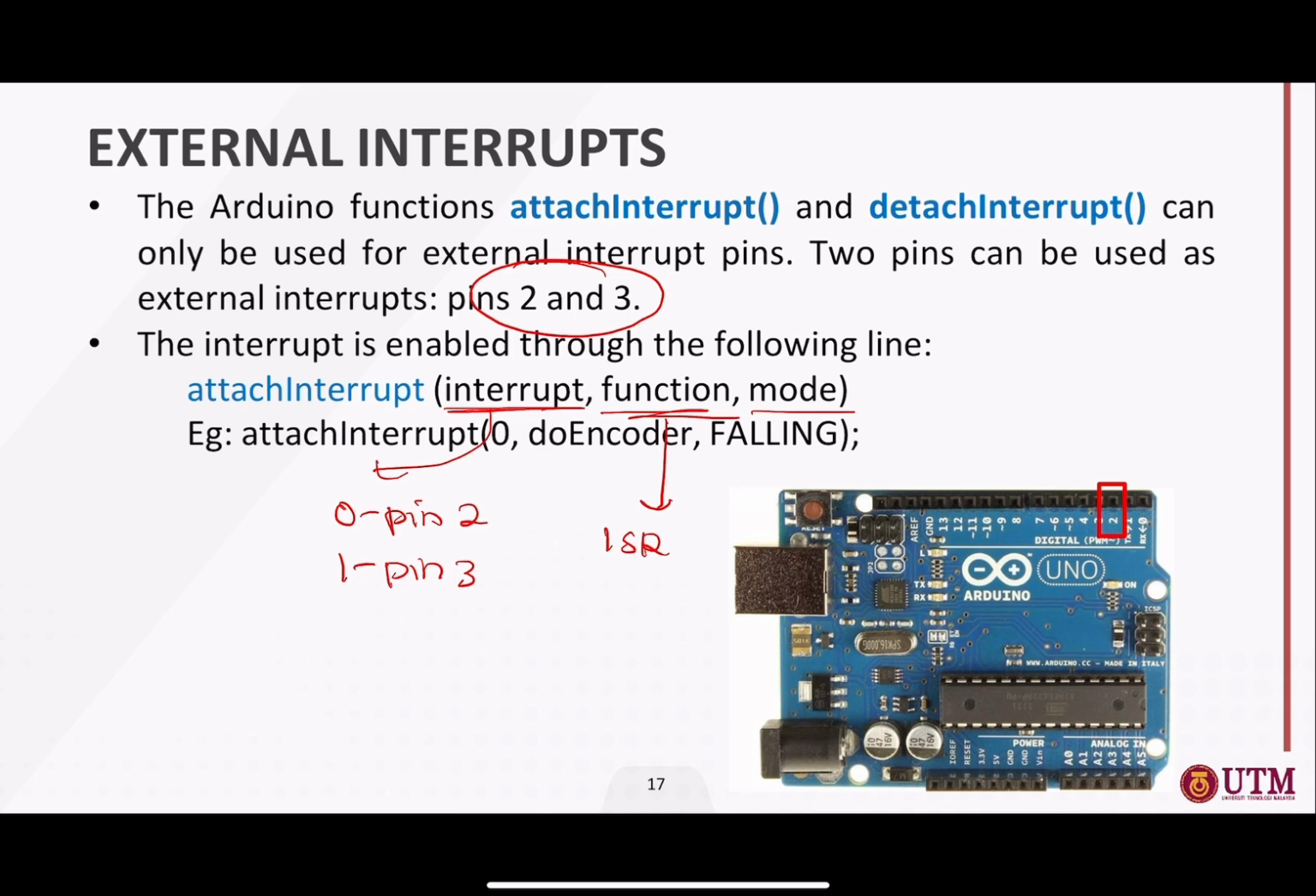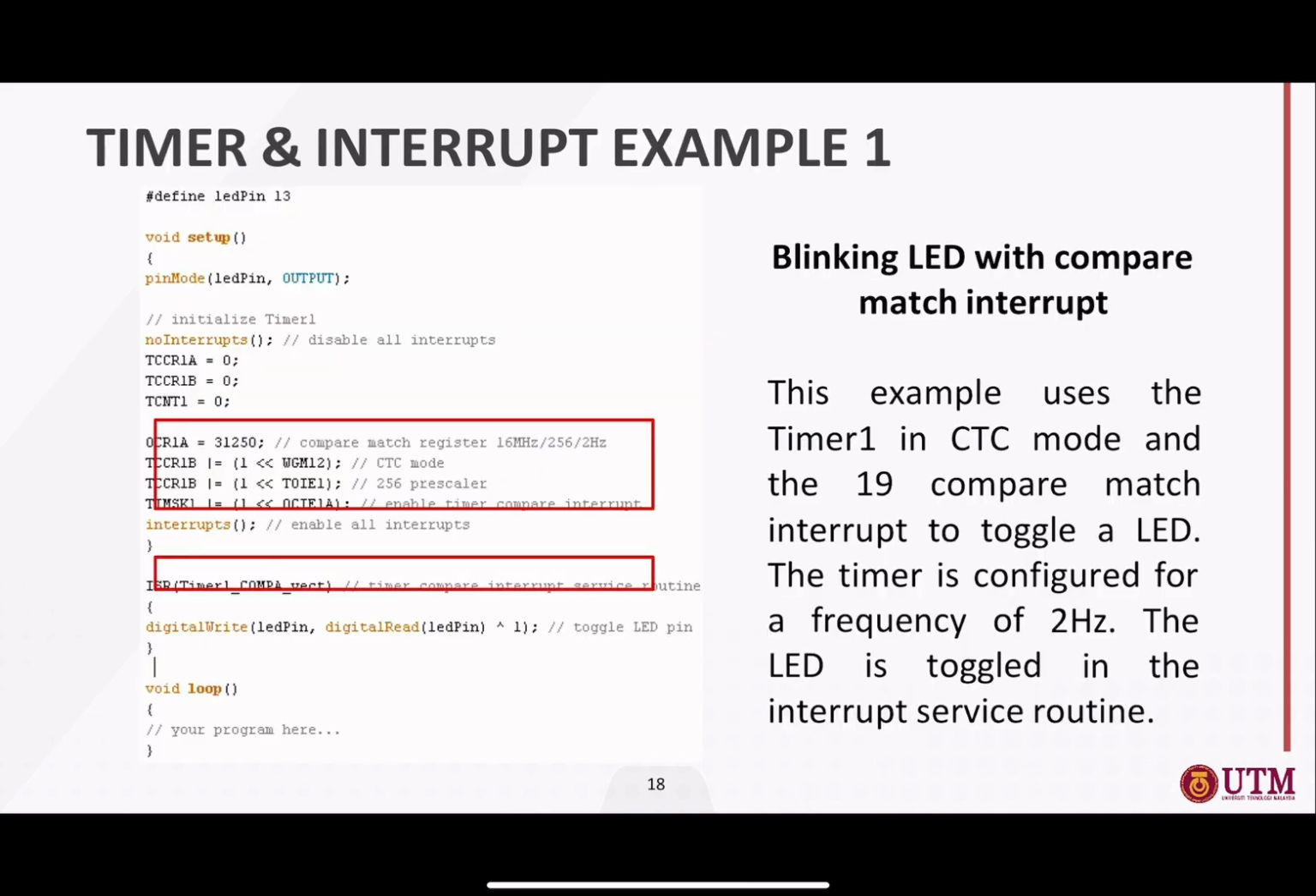Okay, so this is the example for timer and interrupt. The first example is blinking an LED with compare match interrupt. First you have to initialize your interrupt in void setup. This is just the pin mode; you initialize it as output. Then first you disable all interrupts, because interrupts are generally enabled. So TCCR1A, TCCR1B, the timer counter registers.